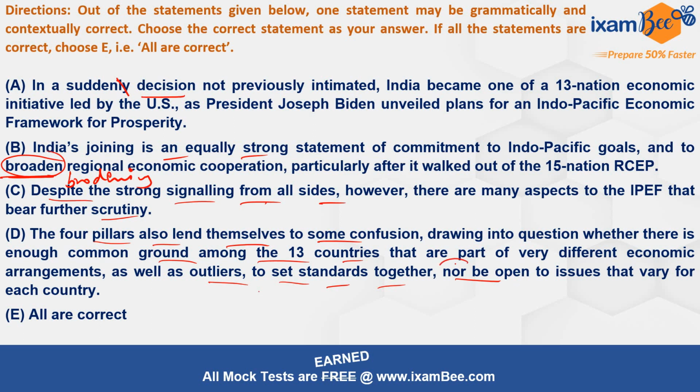Now we see nor here. Has neither been mentioned here? No, it has not been mentioned, but yes, whether has been mentioned here. So it should be or, whether A or B. This is what we said.